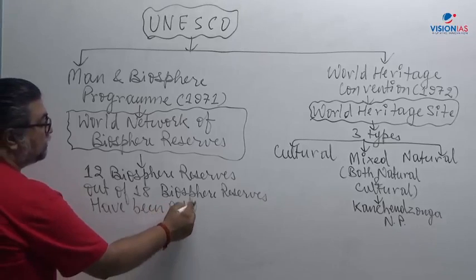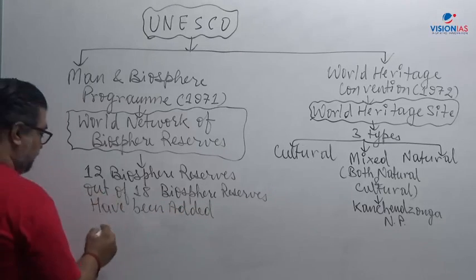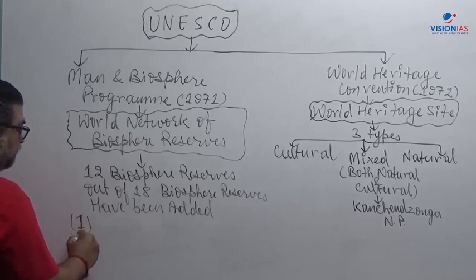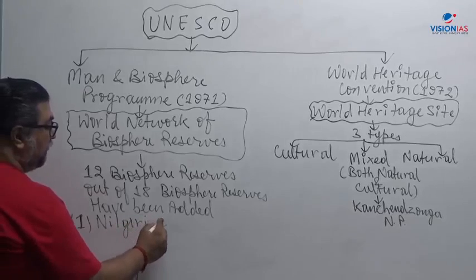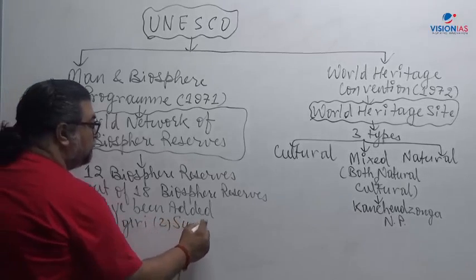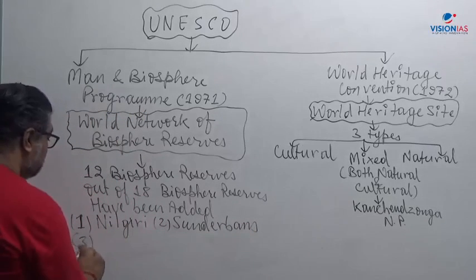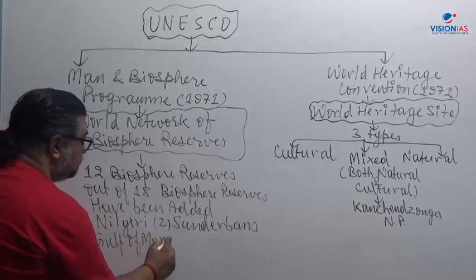It has been added to this list. Which are those? Let me give you the list here. Nilgiri Biosphere Reserve, then Sundarban's Delta in West Bengal. Then comes Gulf of Mannar, Palk Strait, India and Sri Lanka part of it.